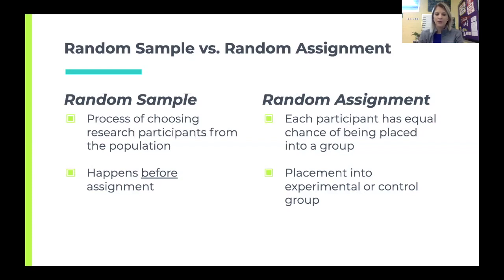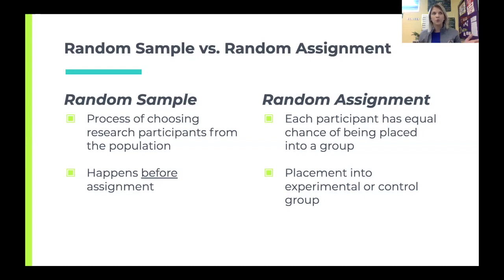Let's talk about random sampling versus random assignment. They are two separate things, and they are both important for validity of an experiment. A random sample occurs when you are initially choosing your participants, and this happens before assignment is taking place. So you're just getting your participants, your research subjects all together.